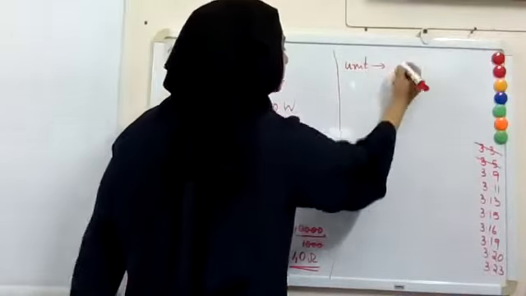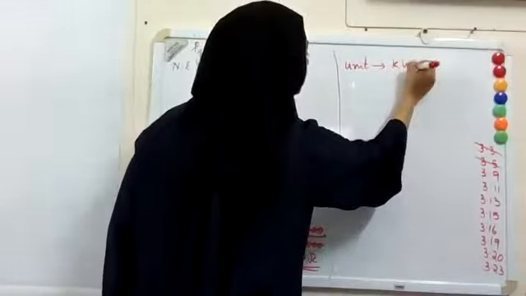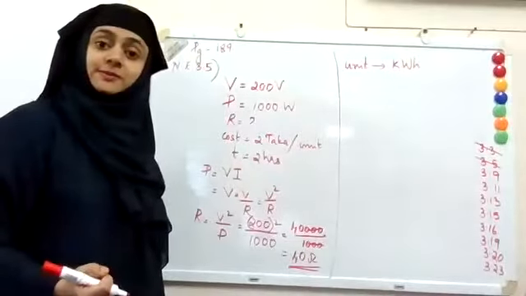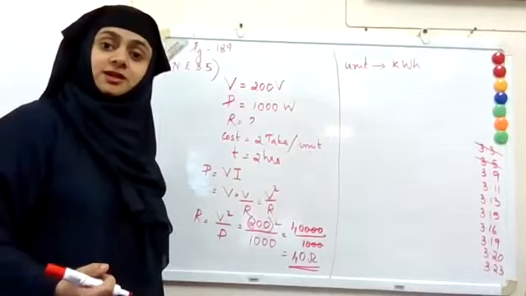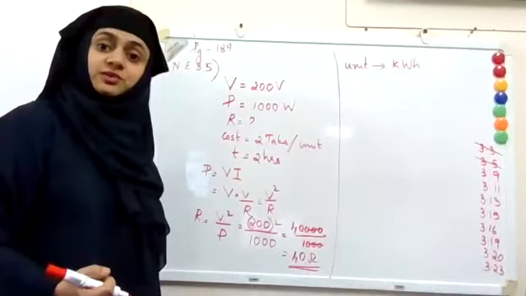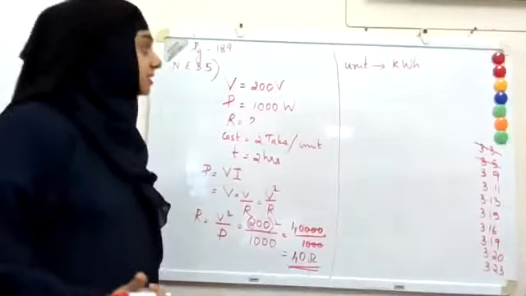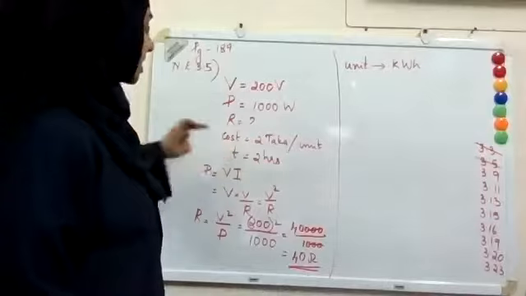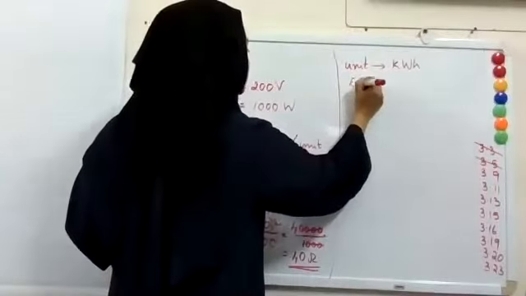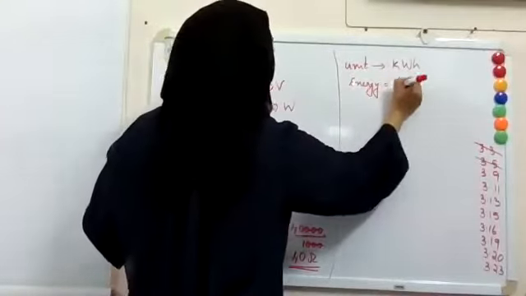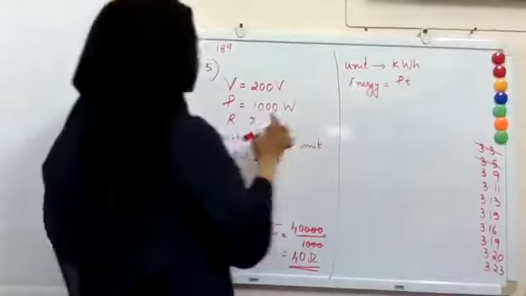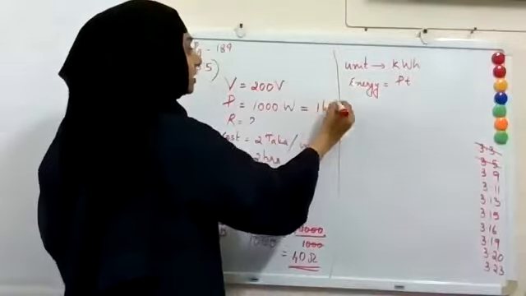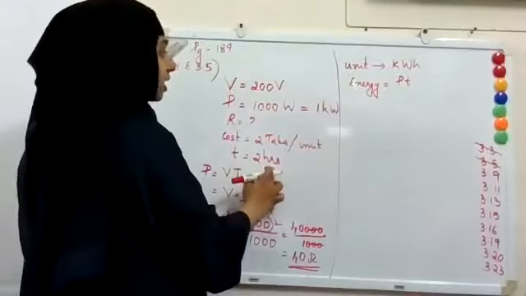And what is kilowatt hour? It is the unit of energy. We discussed that in the class. So energy is equal to power into time. So power you have to express as kilowatt. 1000 watts means how much kilowatt? 1 kilowatt. And time should be in hours.